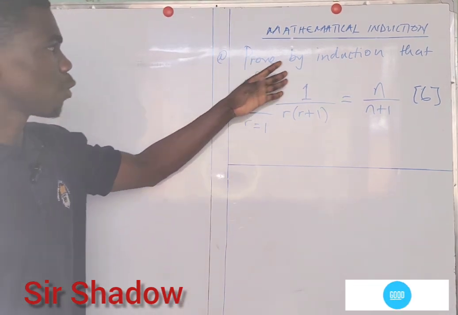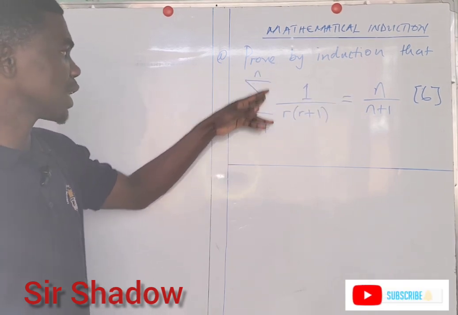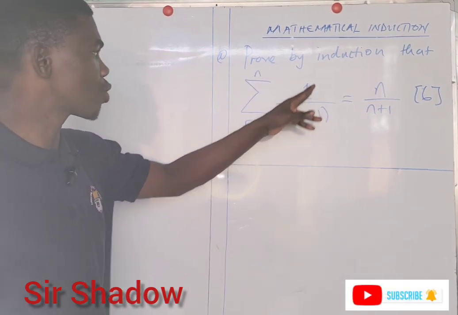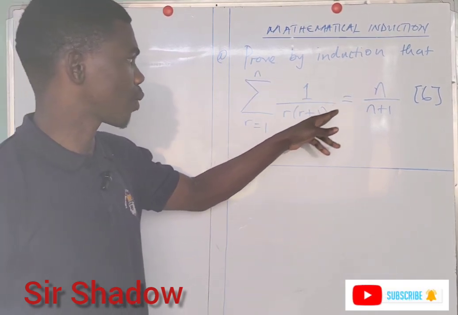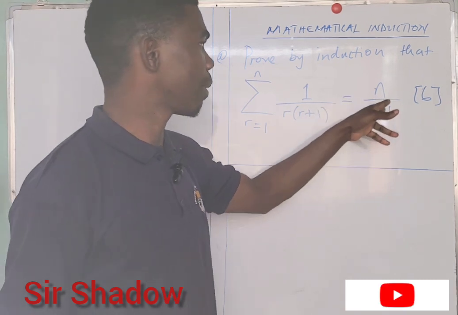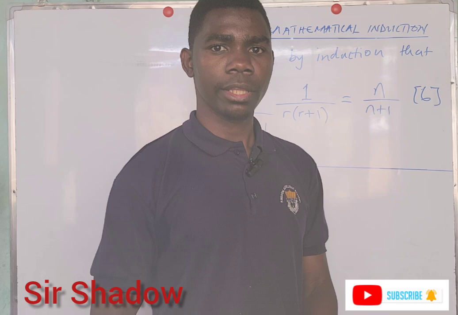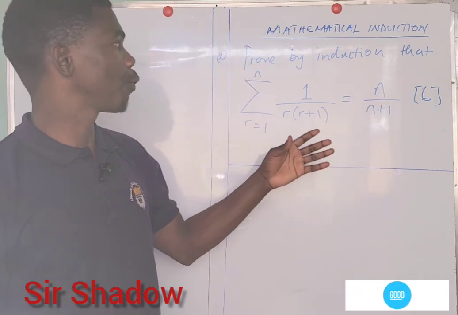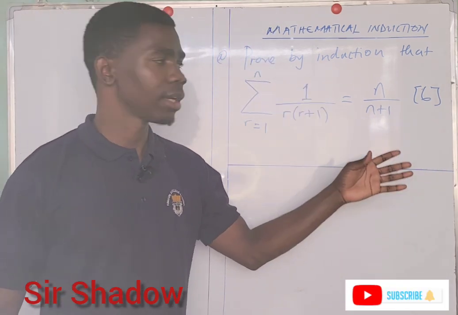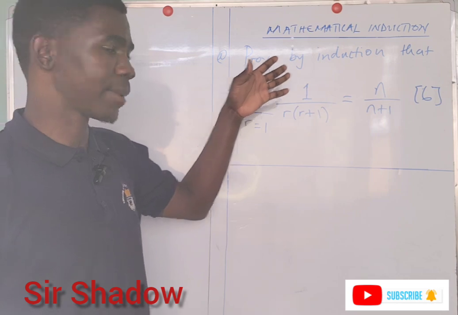We are given this question: prove by induction that the summation, with upper limit n and lower limit r equals 1, of 1 over r(r plus 1) is equal to n over n plus 1, and 6 marks is awarded for that question. This is situation number 2 on proof by mathematical induction, proving of summations by mathematical induction.